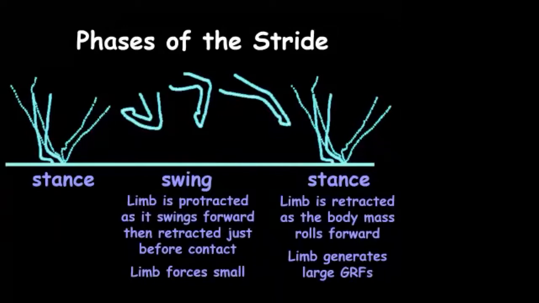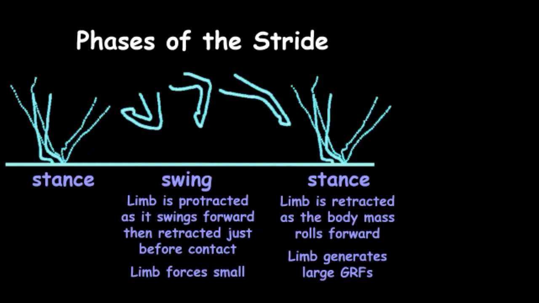During every stride, each limb has a stance phase and a swing phase. During the stance phase, the limb is stationary on the ground, and the horse's body is passing forward over that grounded limb. And then when the hoof is raised from the ground at the start of the swing phase, then the limb accelerates forward, the limb is protracted and reaches ahead of the body before it's placed on the ground at the start of the next stance phase.